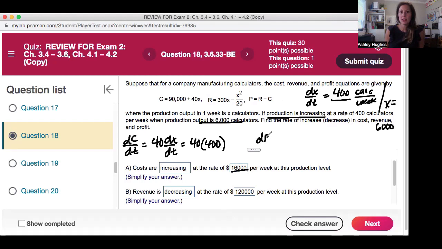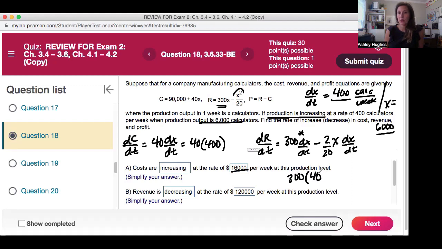Our next one is dR/dt. When we take the derivative, the derivative of 300x is 300 dx/dt. Don't forget that part. Minus 2 over 20, because we're bringing the 2 down, and then x, and then also dx/dt. So this is where I need both of these pieces of information. I have 300 times 400, because that's our dx/dt, minus, that simplifies to be 1/10 times x, which right now is 6,000, times your dx/dt of 400, and you could simplify that to be 6,000 times 40. When you multiply that out and that out, the difference gives you 120,000.